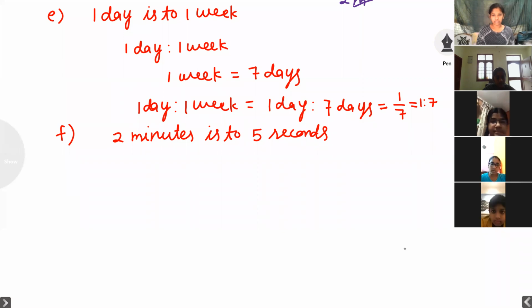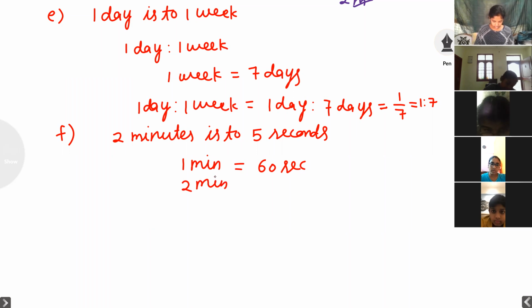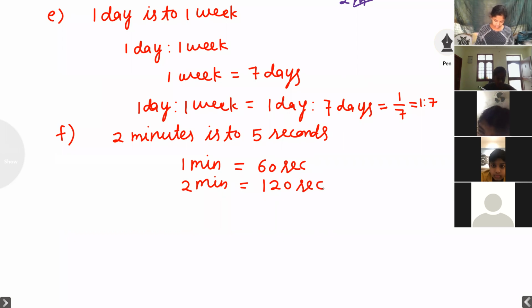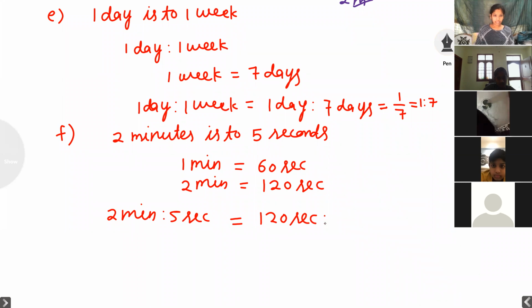Ratio of 2 minutes to 5 seconds. We know 1 minute is equal to 60 seconds, then 2 minutes is equal to double, 120. Now the question is 2 minutes is to 5 seconds, which is equal to 2 minutes means 120 seconds is to 5 seconds. Now 120 seconds divided by 5 seconds means 120 divided by 5.